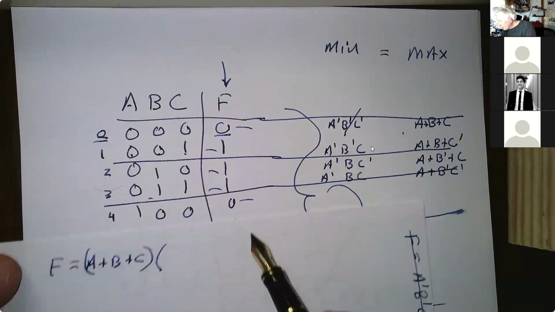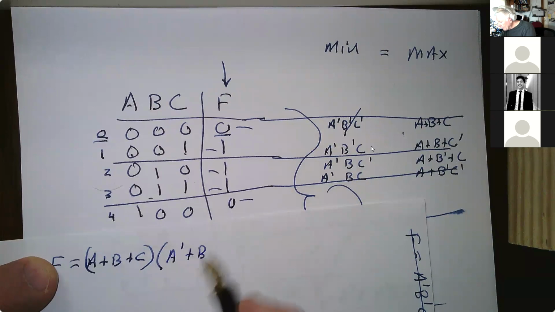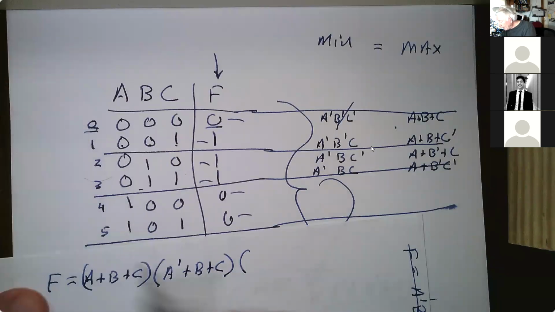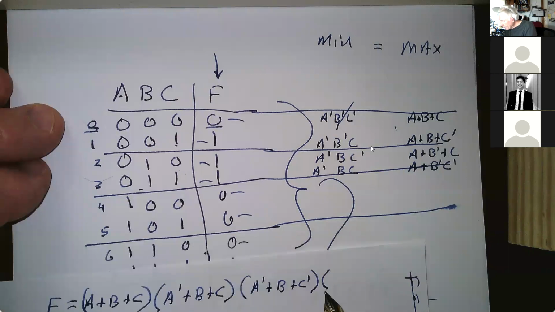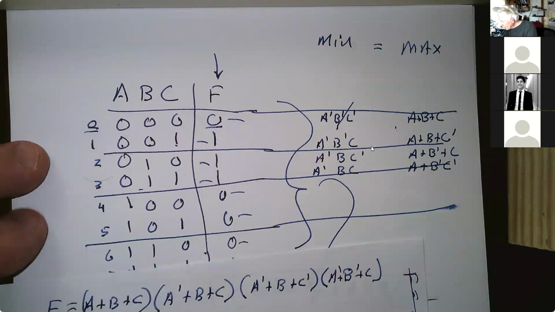this one here. So there's a 0. So that's A prime plus B plus C, times this one, A prime, B, C prime, times this one, which is A prime plus B prime plus C. So we have 1, 2, 3, 4.